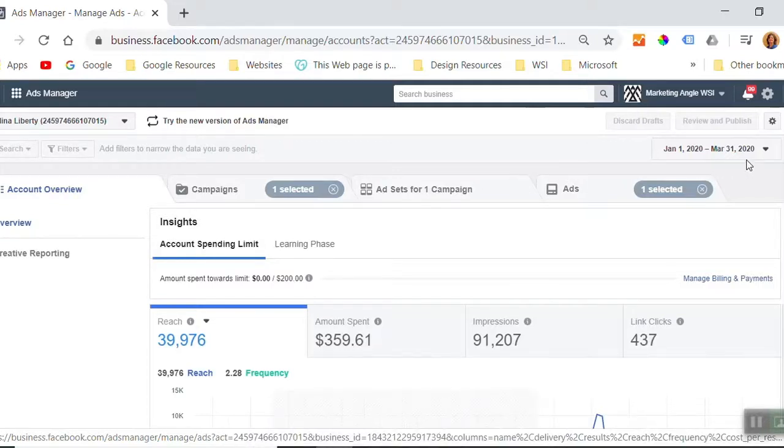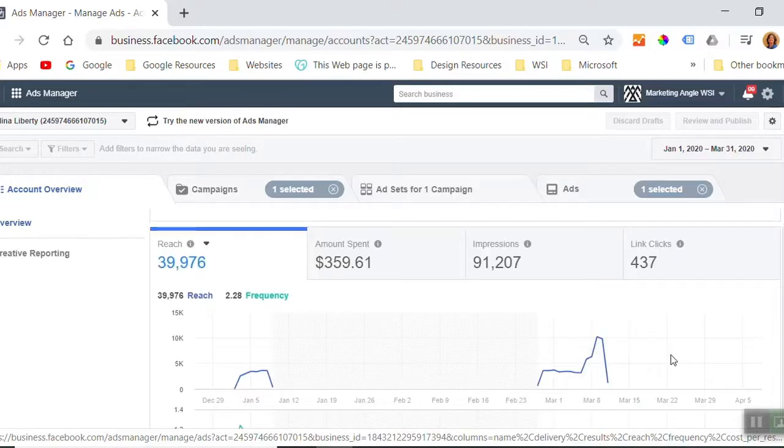I have set this date to be looking at the January 1st through the March 31st time frame. During that time, at the account overview screen, I can see that we spent $359. We reached about 39,000 people. Impressions were 91,000. We had about 437 link clicks. And you can see the activity.